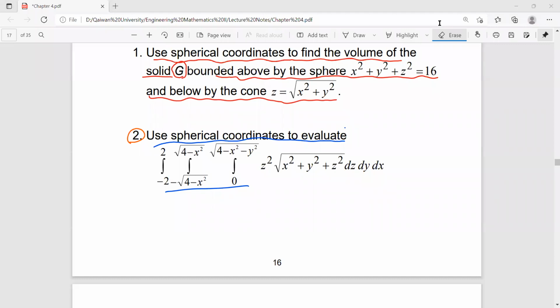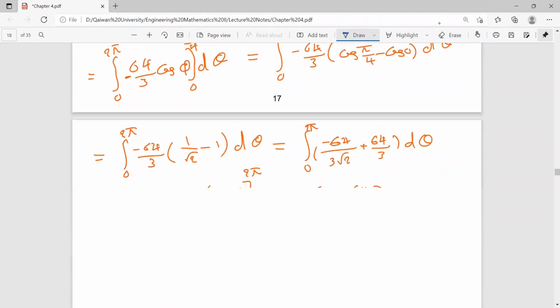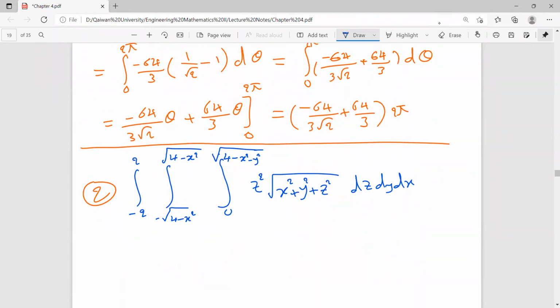We now have another example. In example 2, it says use spherical coordinates to evaluate this triple integral. The triple integral is given in Cartesian coordinate form. We first should convert this Cartesian form to spherical form. I've written down the example here.